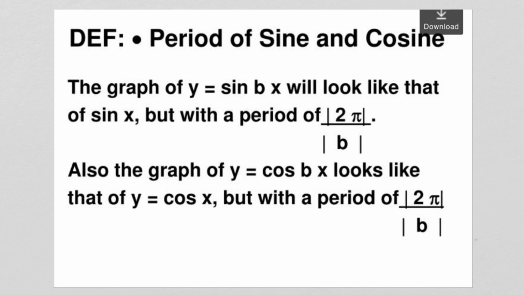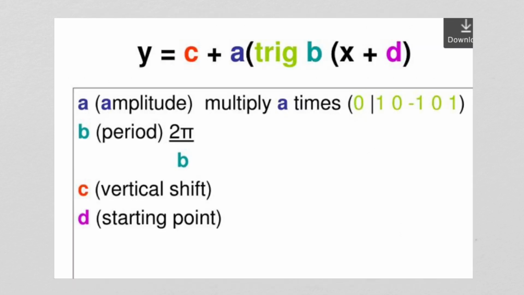The period of sine and cosine. The graph of y equals sine bx will look like that of sine x, but with a period of 2 pi divided by b. Okay, so I take either y equals sine bx or y equals cosine bx, and I take 2 pi divided by whatever b is, and that'll give us the period. So the period is 2 pi over b.